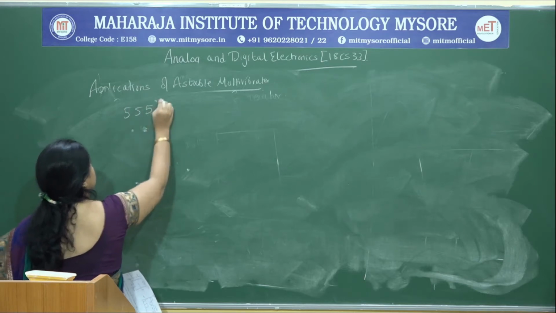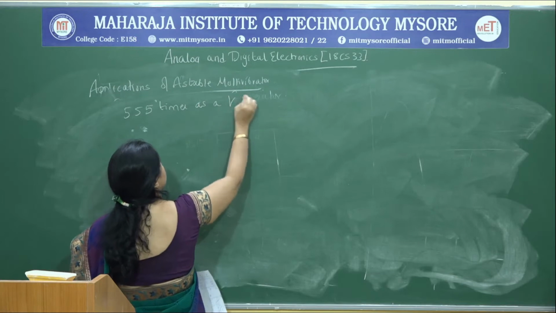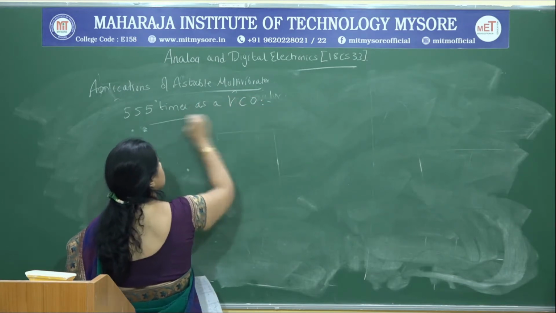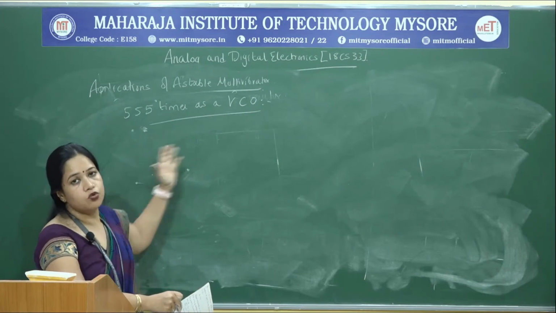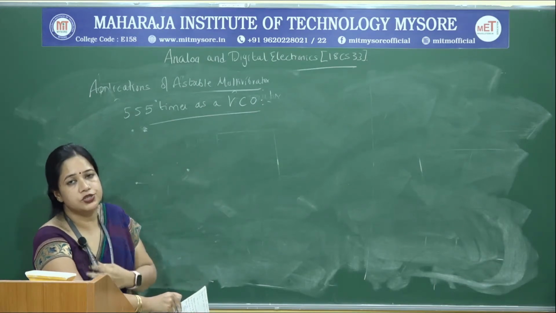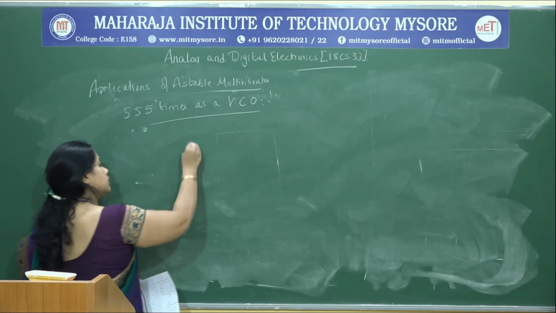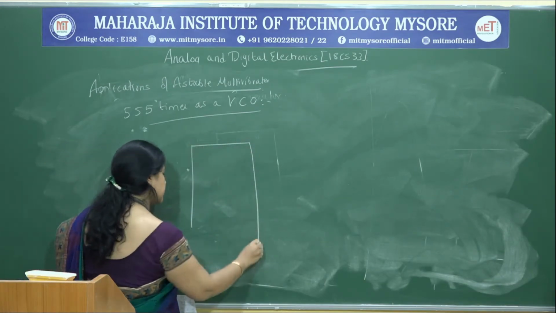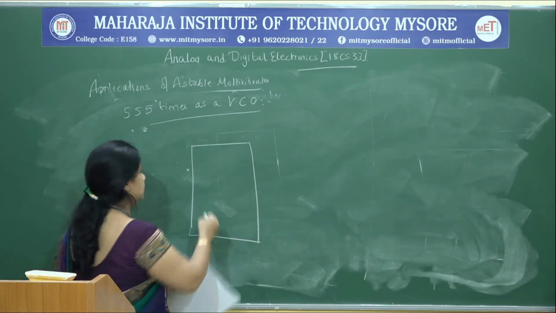555 timer as a voltage controlled oscillator. So, what is a voltage controlled oscillator? It is a circuit whose output frequency, or output oscillations, is dependent on the applied voltage, and the circuit goes something like this. It is an astable multivibrator modified to be used as a voltage controlled oscillator.